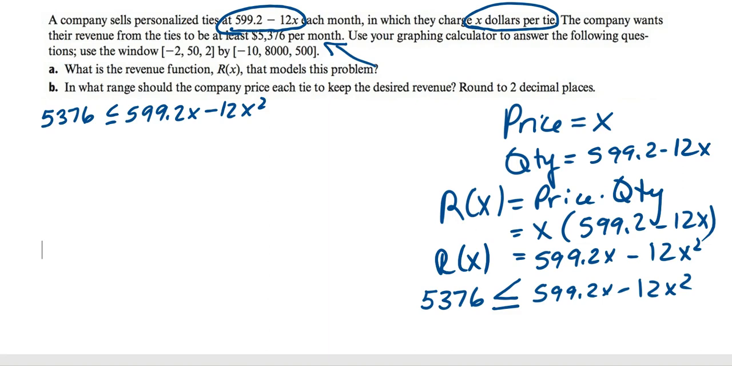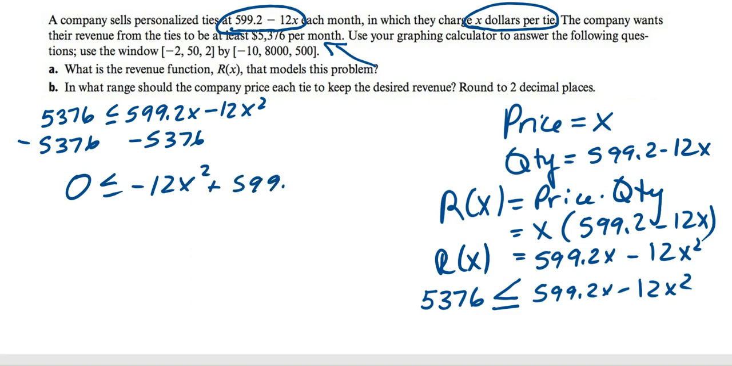Part B asks me, in what range should the company price each tie to keep the desired revenue? So we want to solve this because we know X is the price. Step one, always isolate this to be 0 on one side. So let's solve for 0 on one side. So we're going to subtract 5,376. And I'm going to go ahead and rewrite this in nice standard quadratic form, just rearranging my terms. So I can clearly see this is going to be a quadratic. It's going to be a parabola, and I can use my inequality method we already talked about with the calculator.